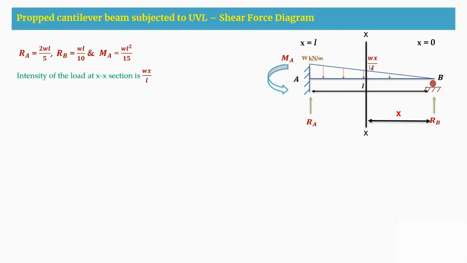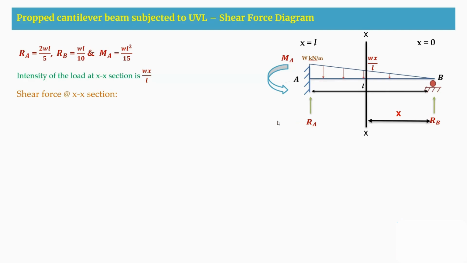When you consider X as 0, the load here is 0. When I consider X as L, the load here is W. Therefore, the varying load is Wx by L with respect to the X distance. So this is the intensity of the load. Now, I am going to write the shear force at a section XX.